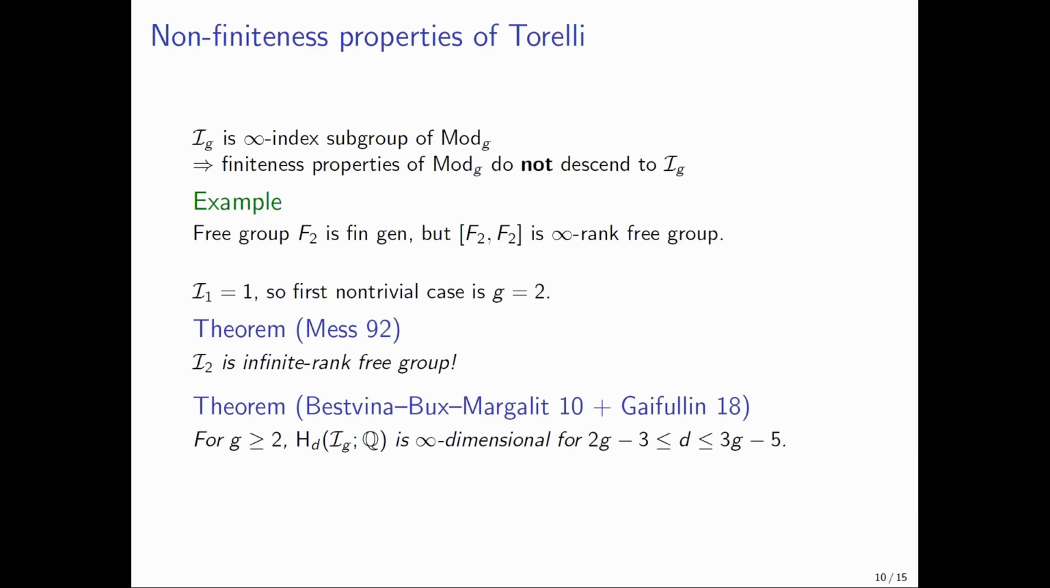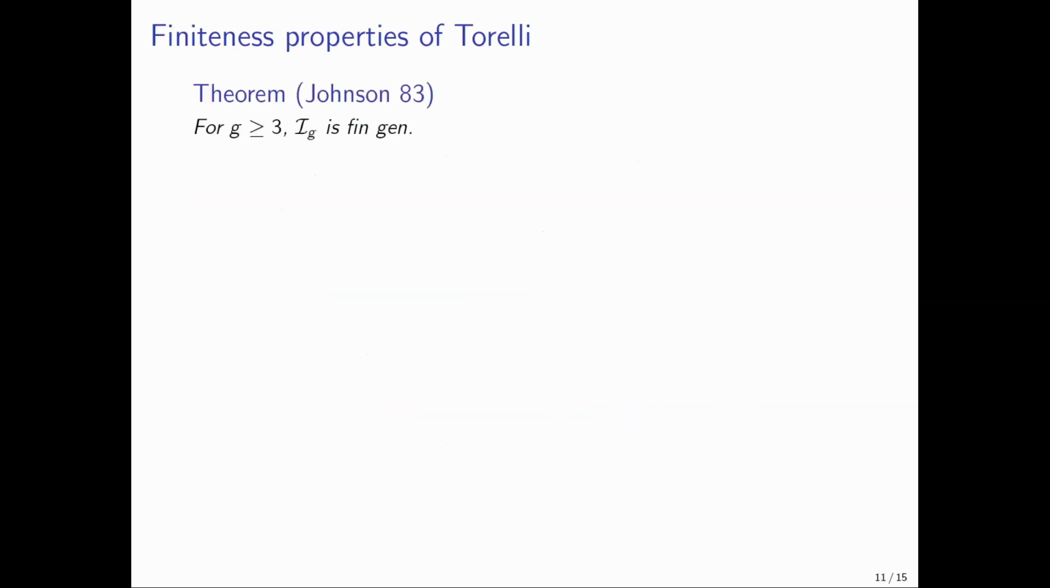So this theorem right here should suggest to you that, unlike the mapping class group, the Torelli group is pretty bad, right? It's pretty big, it's pretty infinite. But there are actually some surprising finiteness properties as well. There's an amazing theorem of Johnson from 1983 that says that for g at least 3, the Torelli group is finitely generated. Dennis Johnson is another remarkable figure.